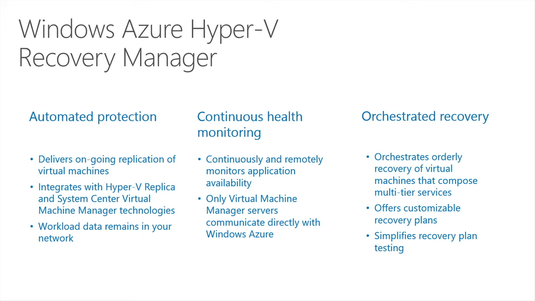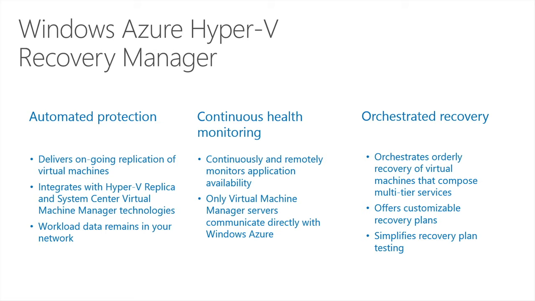Hyper-V Recovery Manager provides three key functions: automated protection, continuous health monitoring, and orchestrated recovery. By integrating with existing established technologies that come with Windows Server 2012 and System Center, Hyper-V Recovery Manager can provide ongoing automated replication of virtual machines between two sites. It does this by using Hyper-V Replica and System Center Virtual Machine Manager 2012 R2. Hyper-V Recovery Manager configures replication options from the management portal, and once configured, the in-box technologies take over using your existing network. No workload data gets moved to Microsoft Azure or passes through it, and that's critical to understand.